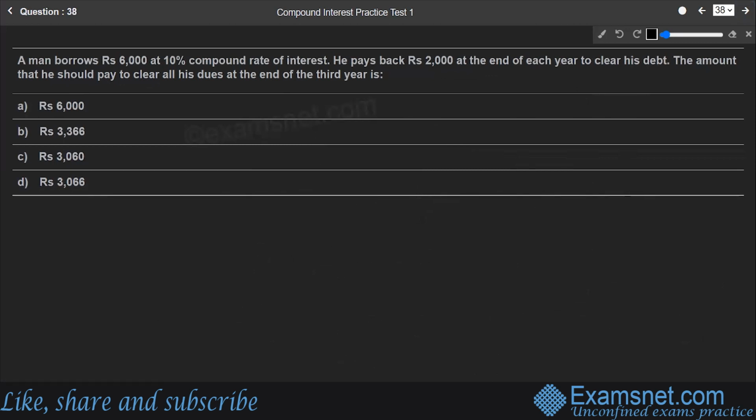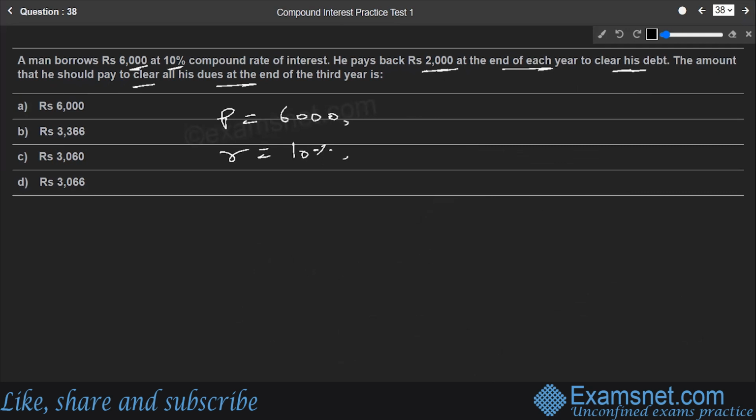Now, a man borrows rupees 6,000 at 10% compound rate of interest, and he pays back 2,000 at the end of each year to clear his debt. The amount that he should pay to clear all his dues at the end of third year is... Okay, so clearly the principal value is given out to be 6,000 rupees. The rate value is given out to be 10%. Okay, and he says he pays back rupees 2,000 at the end of each year.